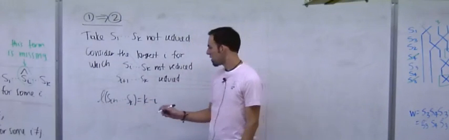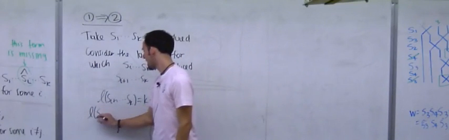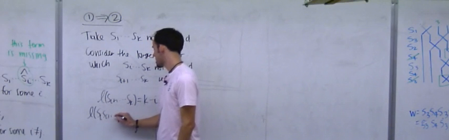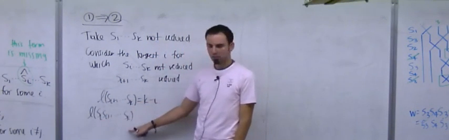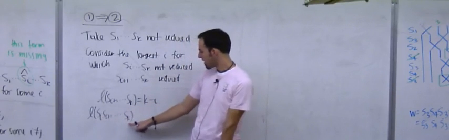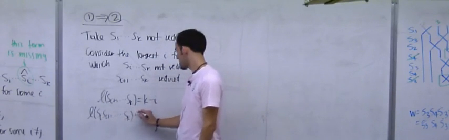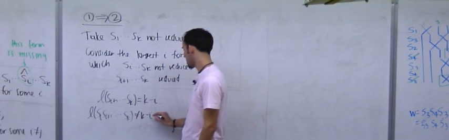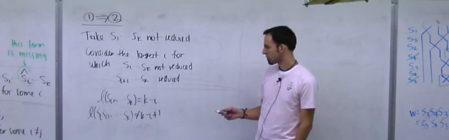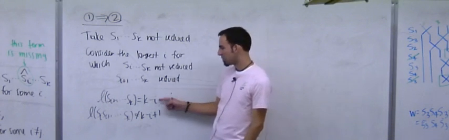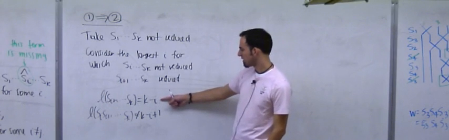Okay. When I multiply by Si, I'm claiming this is not reduced. This is not reduced, so the length is not k minus i plus 1. Okay. But what that must mean is that the length didn't go up, it went down.